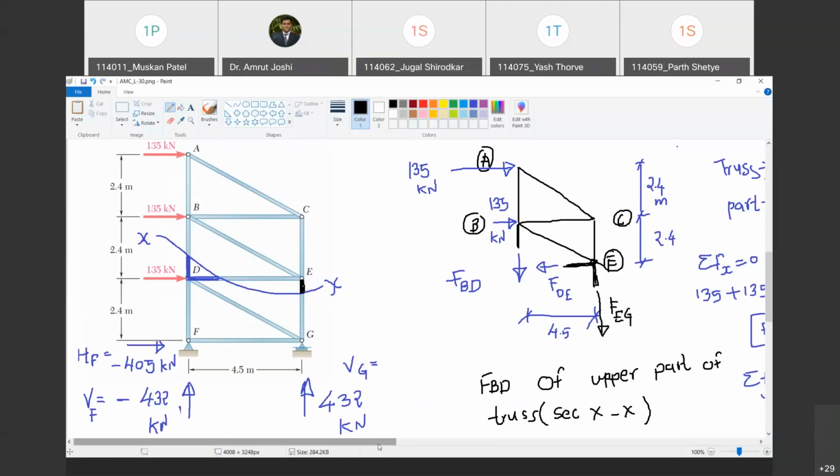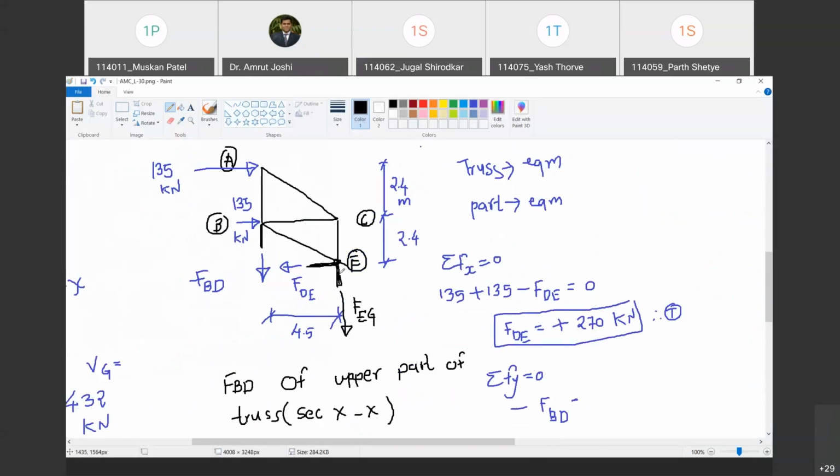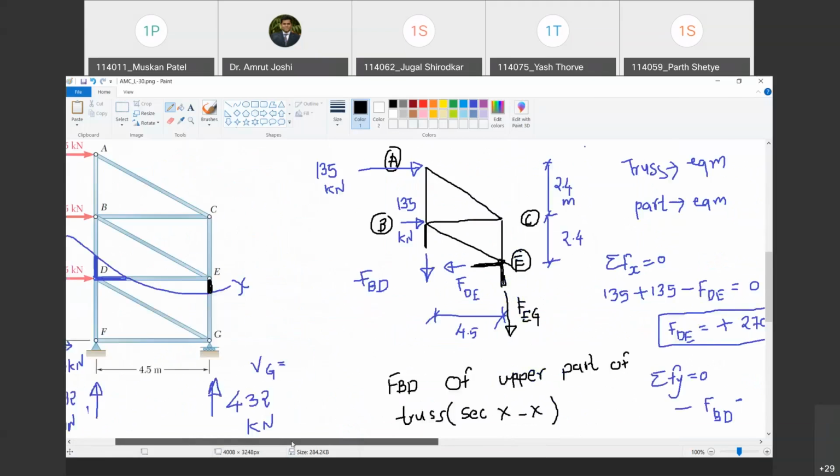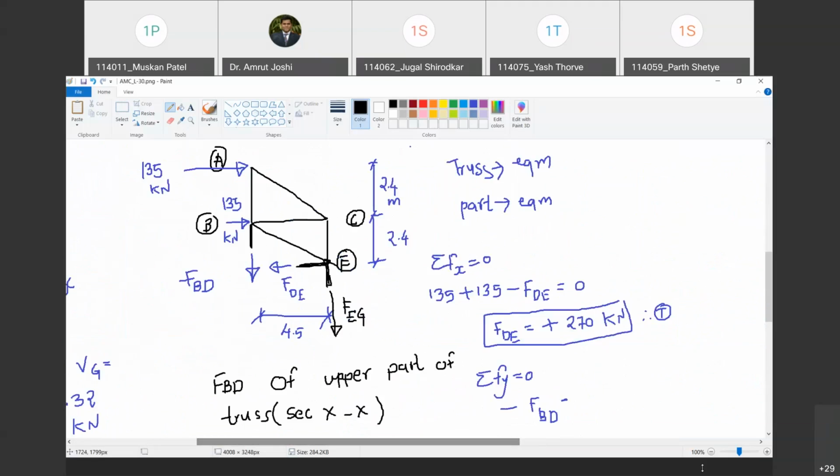Does it alter summation Fx equal to 0? No. It has no contribution in summation Fx. Are you with me? Yes, sir. But it is in summation Fy. So what do we get? Minus FBD minus FEG must be equal to 0. Do you agree with me? Yes, sir. But is FEG known? No. So this equation involves two unknowns. Do you agree with me? Yes, sir.